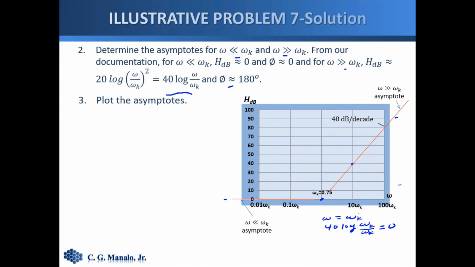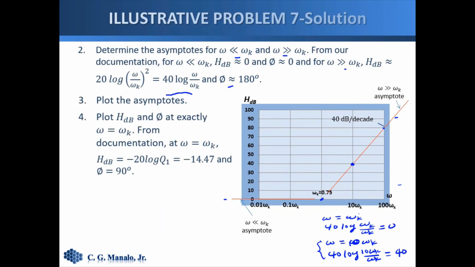For omega equals 10 omega k, that will give us 10 omega k over omega k. So that will be log 10, which is a 1 times 40. That will give us 40. So that's why we have a 40 here. For omega equals 100 omega k, that will go through the same process as this one. So you will get this point here. So that's why we have a 40 dB per decade slope.